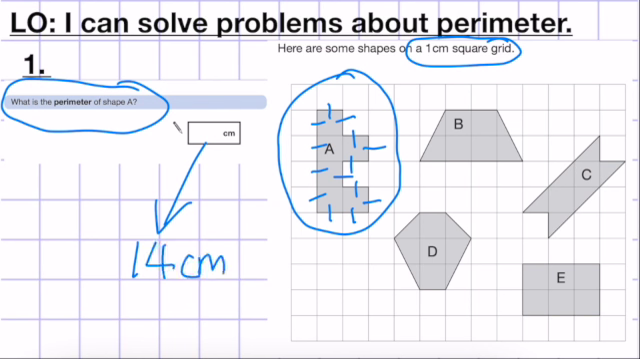I always recommend that you double check your answer. So I'm just going to count again. I'm going to count each of my marks there. 1, 2, 3, 4, 5, 6, 7, 8, 9, 10, 11, 12, 13, 14. Right, I'm happy with that answer.